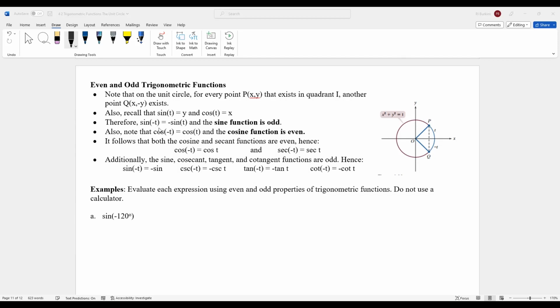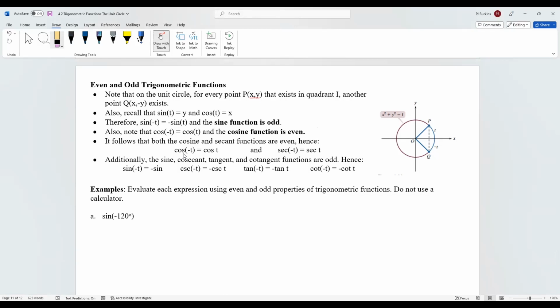To prove this, we need to show that for an even function, the original function equals the function when I plug in a negative. And for an odd function, plugging in a negative is the same as taking the negative of the function. Now, I'm not going to ask you to prove those in this instance. We're just going to use the facts. So sine of a negative angle is negative sine of the angle, and cosine of a negative angle is cosine of that angle.